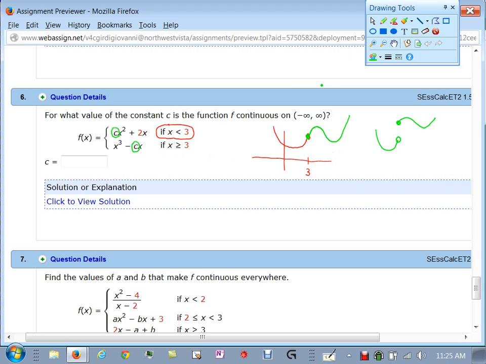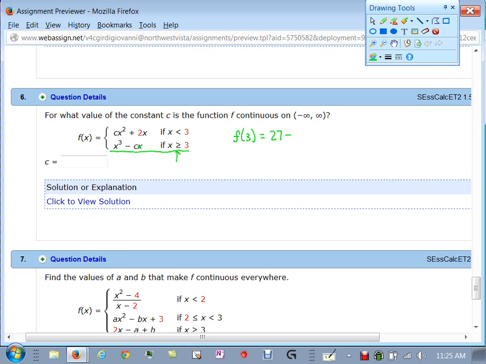So here's how we're going to do this. Okay, first of all, if we need it to be continuous at 3, we need to know what the function's value at 3 is. So the function's value at 3 comes from the second part of the piecewise function because of the equal sign underneath that inequality. So all I need to do is plug in 3 for x here. So 3 cubed is 27.